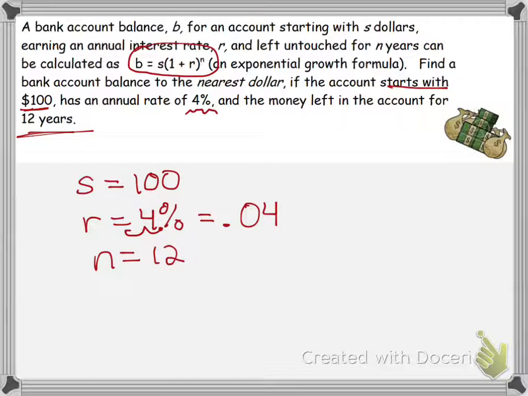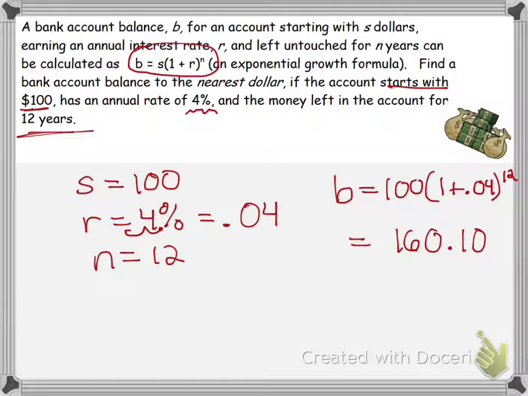So the way I'll plug it in is that it will say B equals 100 times (1 plus 0.04) to the power of 12. When I type all of that in the calculator, I get 160.10. So therefore my answer is $160.10 after 12 years.